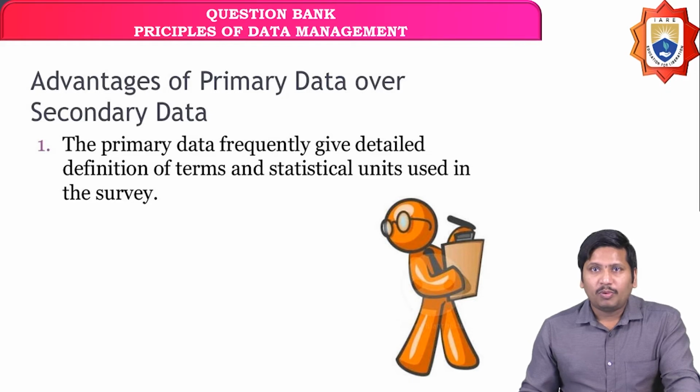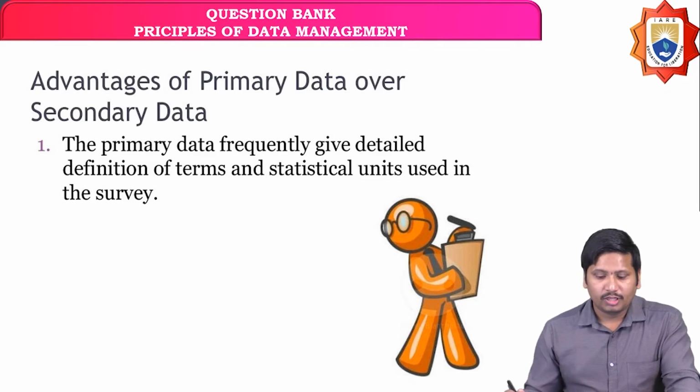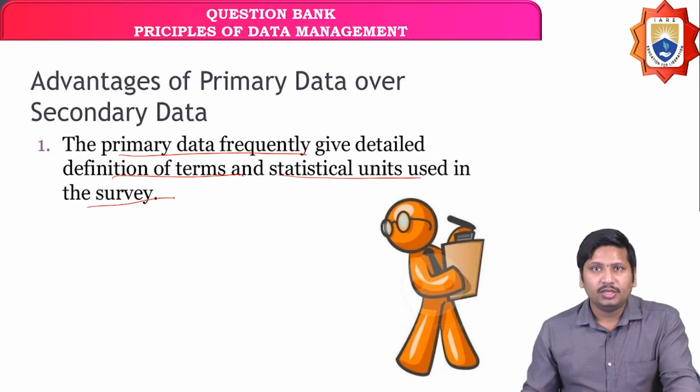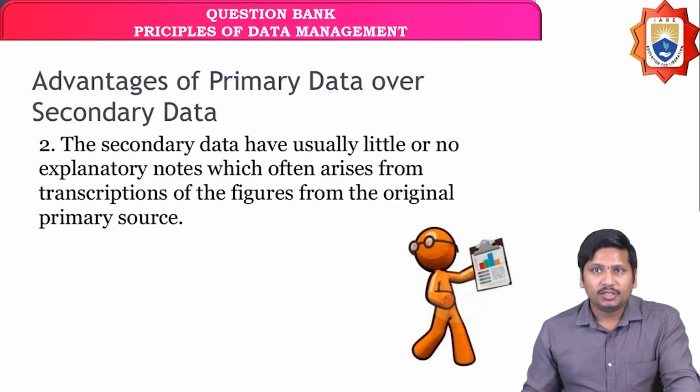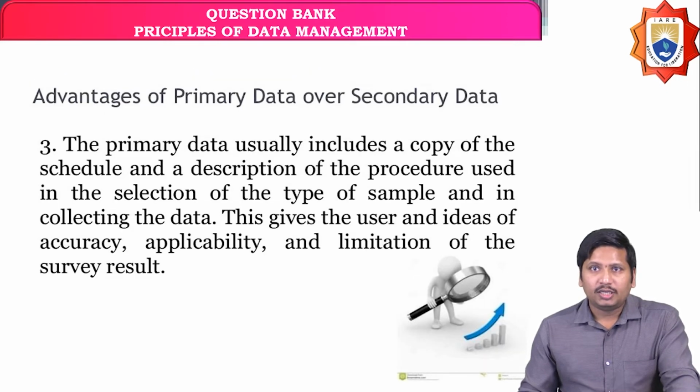So what are the advantages of primary data over secondary data? The primary data frequently gives the detailed definition of terms and statistical units used in the survey. The secondary data usually has little or no explanatory notes, which often arises from transcription of the figures from the original primary source. And third, the primary data usually includes a copy of the schedule and the description of the procedure used in selecting the type of sample and in collecting the data. This gives the user ideas of the accuracy, applicability, and limitations of the survey results.